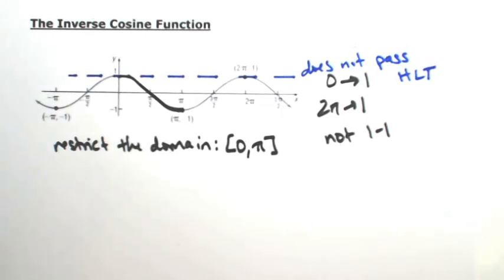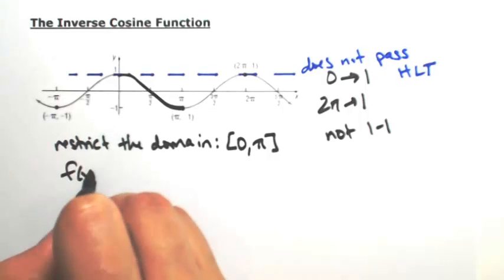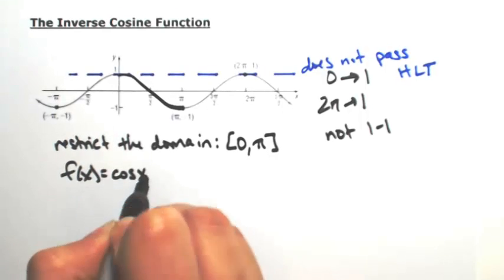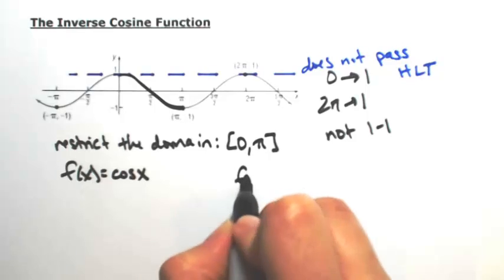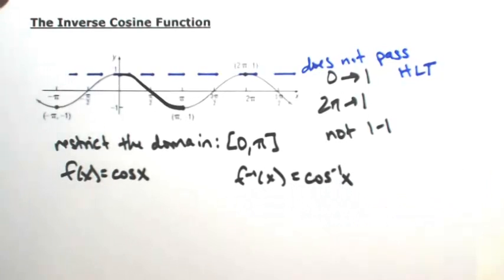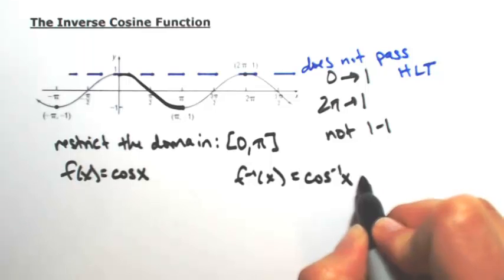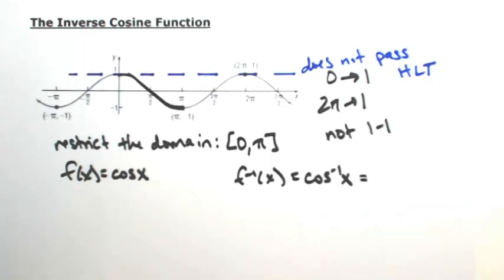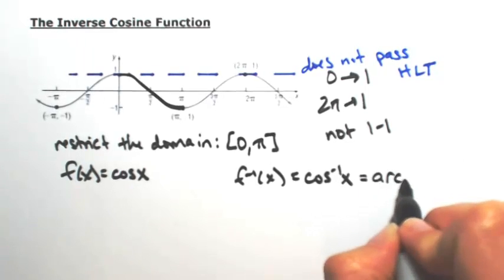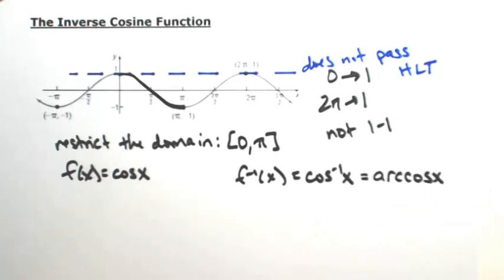So let's look at the domain and the range of cosine and its inverse. If I call the cosine function f, so f of x equals cosine of x, then the inverse will be the inverse cosine. This -1 is not an exponent. It does not mean reciprocal of cosine. This means the inverse. So to relieve that confusion, some people call this the arc cosine of x. They mean the same thing.